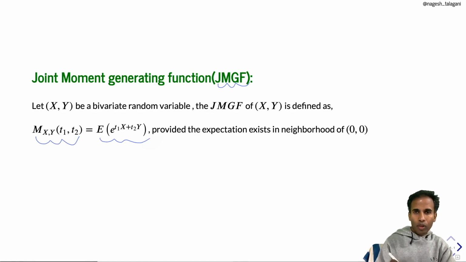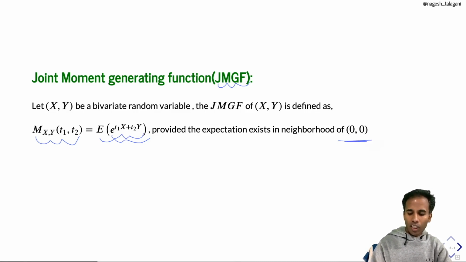Okay, we know what is the meaning of expectation of g(X, Y), right? Here our g(X, Y) is e^(t1 X + t2 Y). So we say this joint MGF exists provided this expectation exists in the neighborhood of 0. That means we should be able to find some circular region around (0, 0) in which this expectation exists.